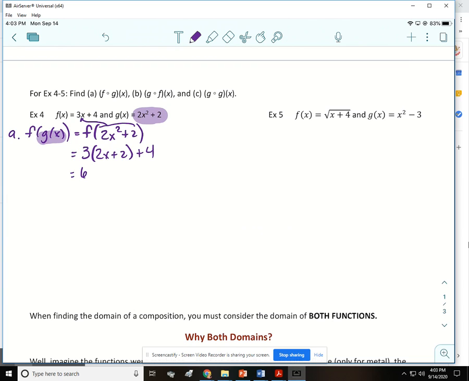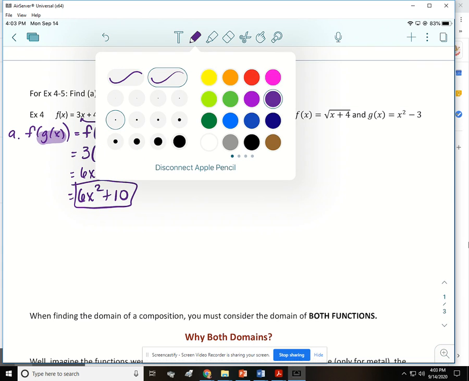I'll multiply it by 3, and then I'll add 4 to it. Sorry, I left out my square. And that's it. And that's where you stop. So after you combine your like terms, you're done. Please don't try to do more than you have to do.